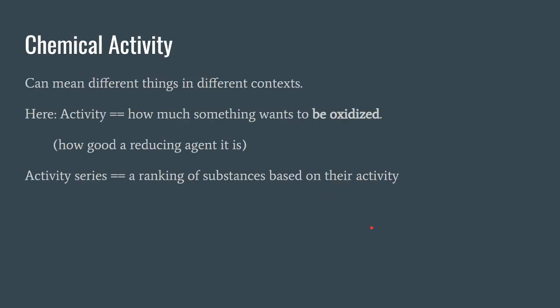So, chemical activity. Activity can mean different things in different contexts. In this context, what we mean by chemical activity is how much something wants to be oxidized. Right. So how good a reducing agent the substance is. Typically we're talking about this in terms of metals, but we can include pretty much anything on an activity series. An activity series is just a ranking of substances based on their activity.